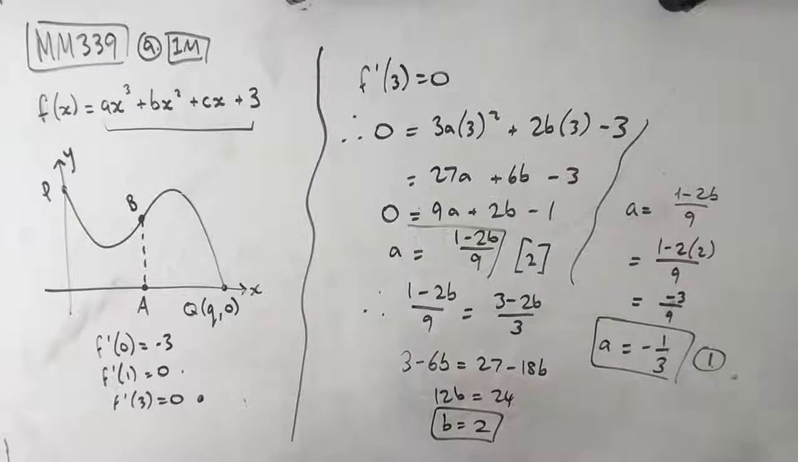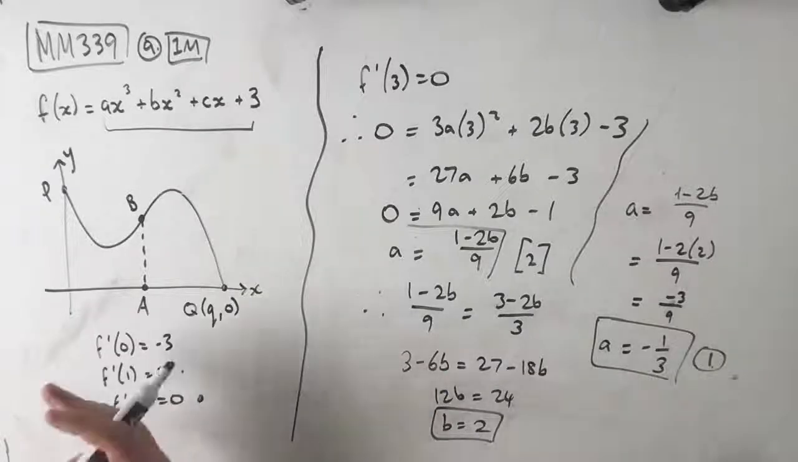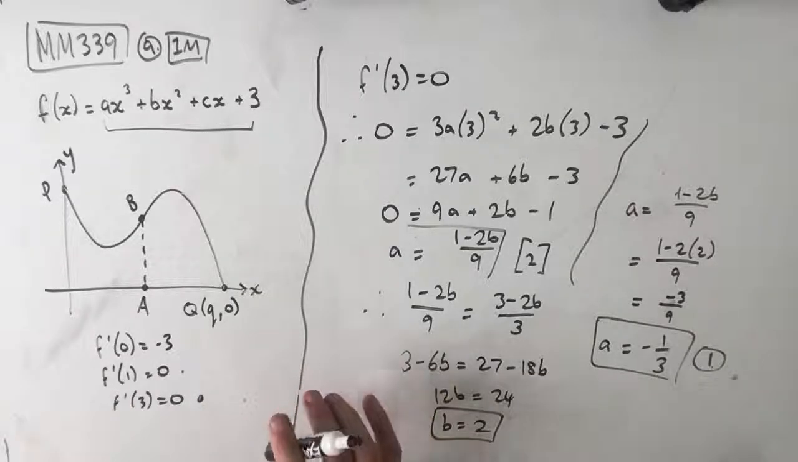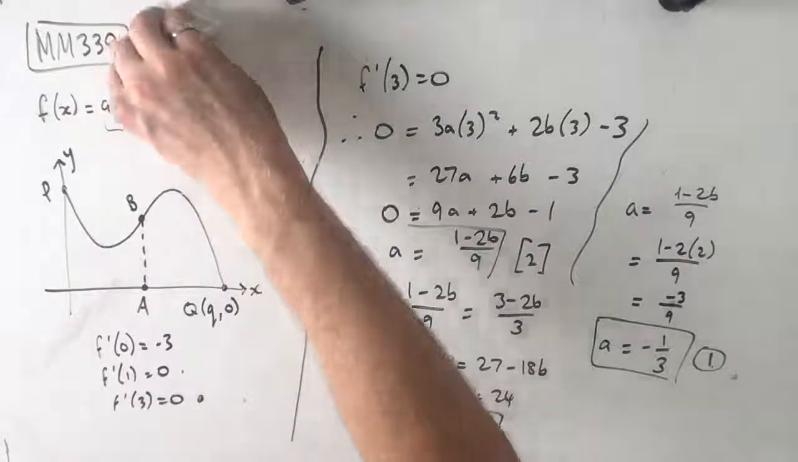So I know this is a lot of work for 1 mark. You can do this in your calculator partly, but that's just how it is. So that's part A done. Let's move on to part B. So part B is a 2 mark question.